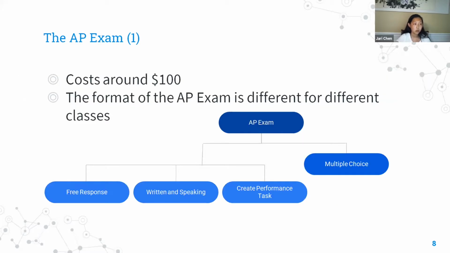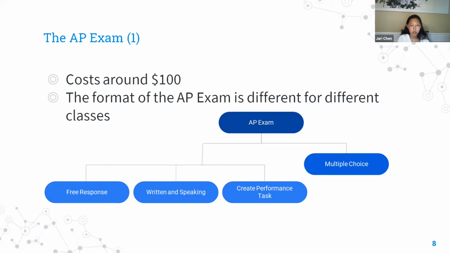So, like I said before, the AP course consists of the AP class and the AP exam. So here I'll be talking about the AP exam. It costs around $100. Last year it was $94, but it's always somewhere in that range. The format of the AP exam is different for different classes.